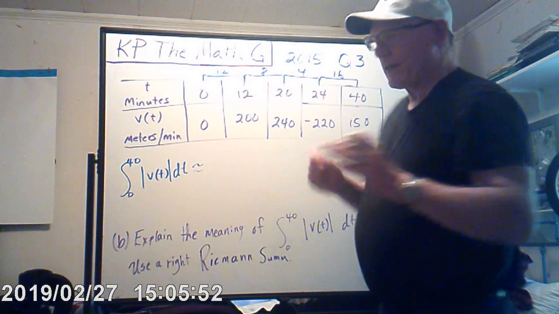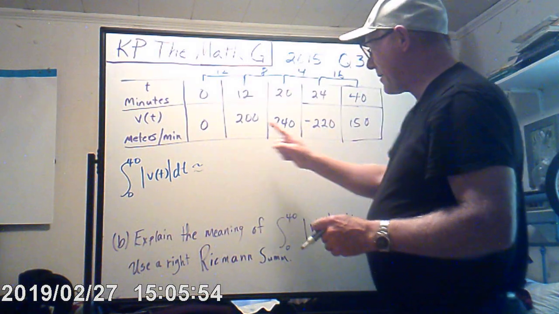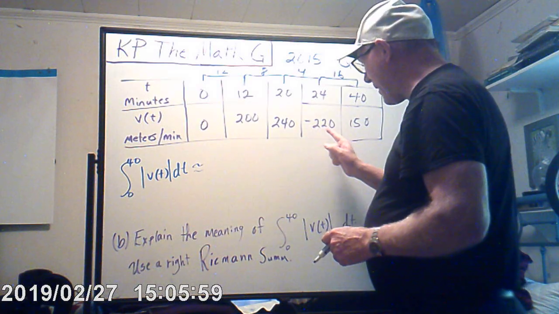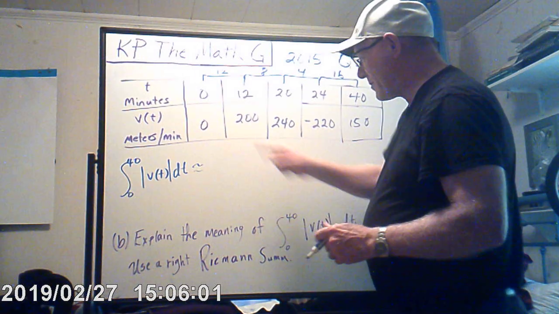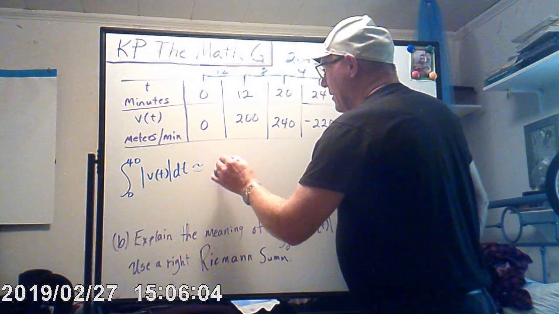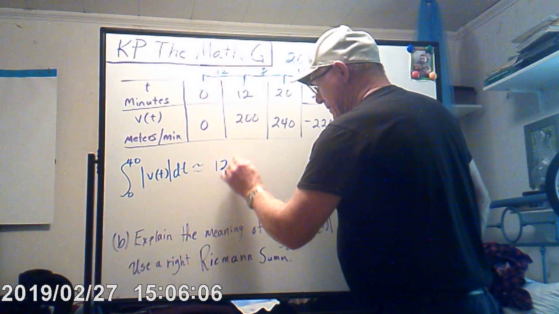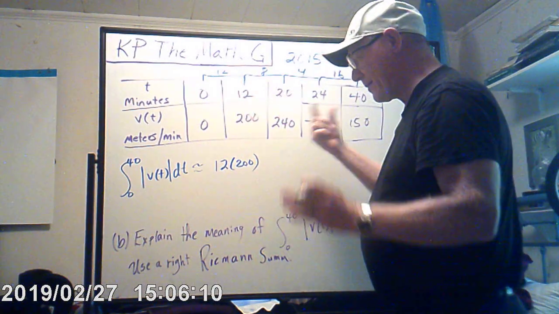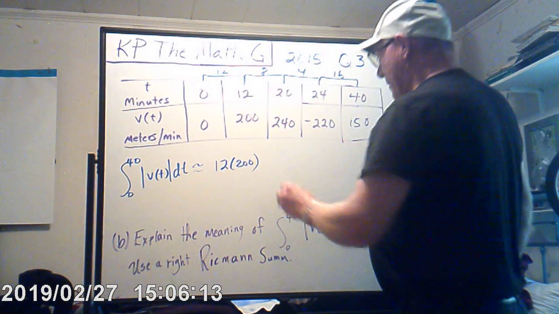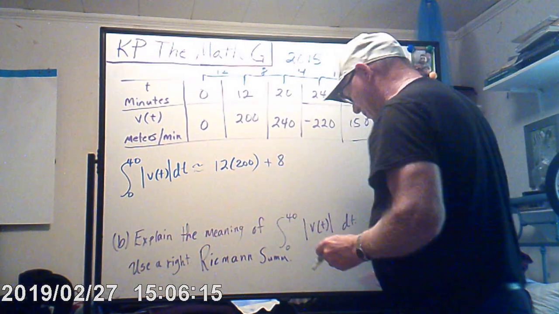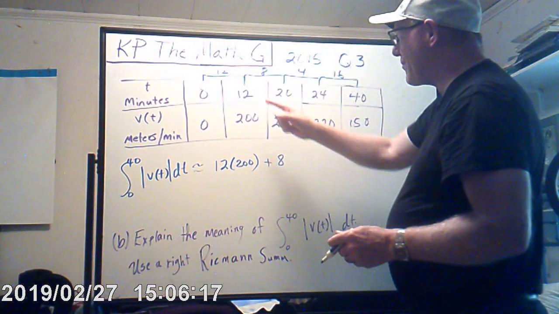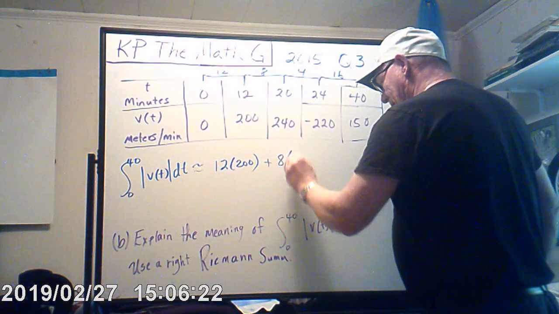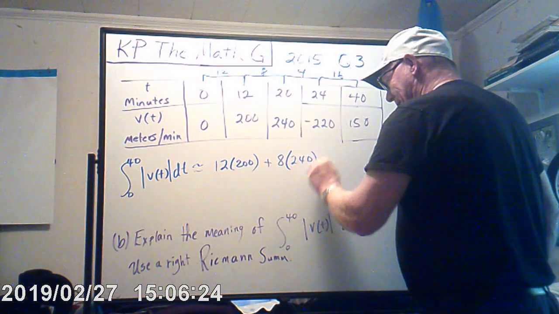So if you were looking at the left, you would say 0, 200, 240, and negative 220. But in this case, it's absolute value. We're going to start with 200. So this is 12 times 200. I don't care what order you put this in, as long as you do it correctly. Plus 8, and it's supposed to be 4 subintervals, so we're going to have 4. 1, 2, 3, 4. 240. That's all you can get out of this.